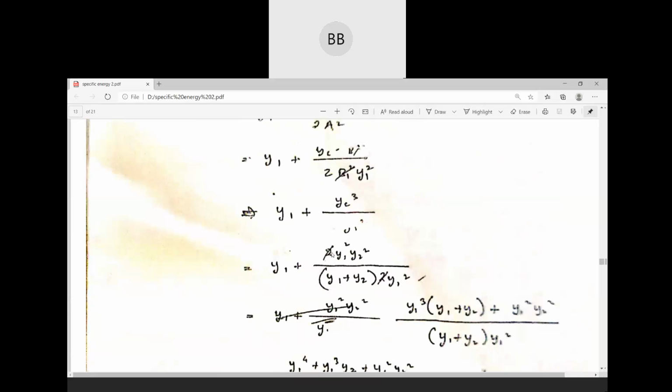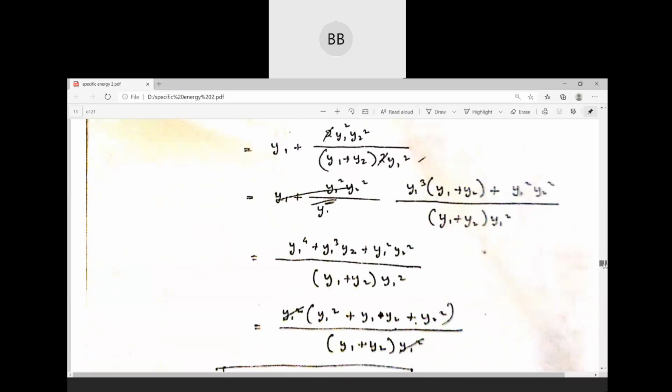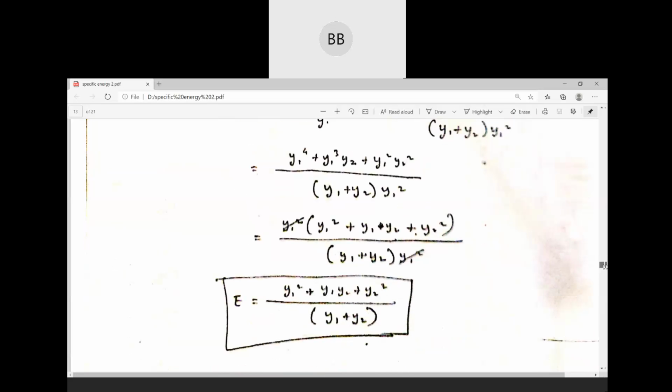yc cube is twice y1 square y2 square divided by y1 plus y2. Then again we have here twice y1 square. So this 2 will be cancelled out. This y1 square is also cancelled out. When you take LCM and do the simple simplification, you can directly get this expression. So you try to solve this.